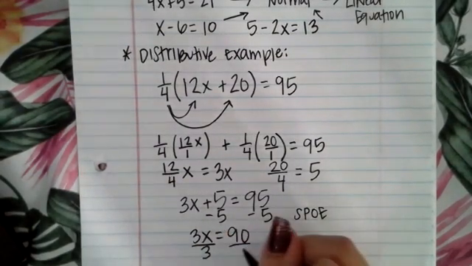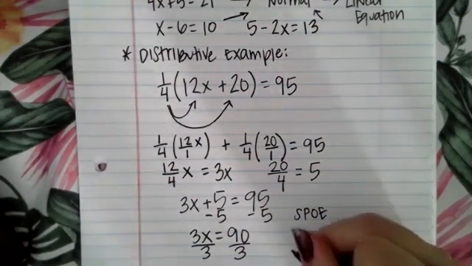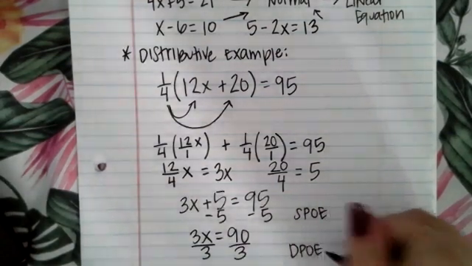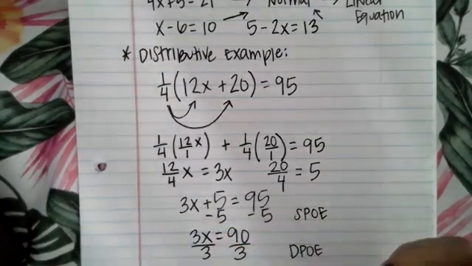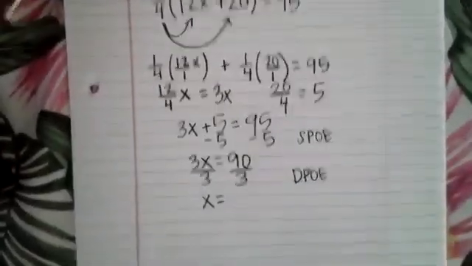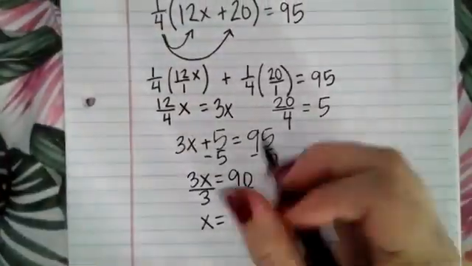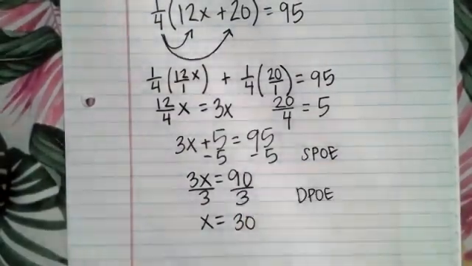Some of us may know it off the top of our head, but if we don't, we can use that division property of equality. And so x is going to be equal to 30.